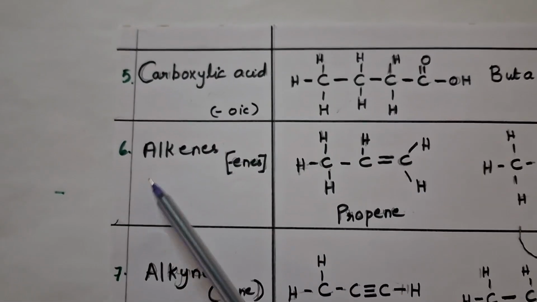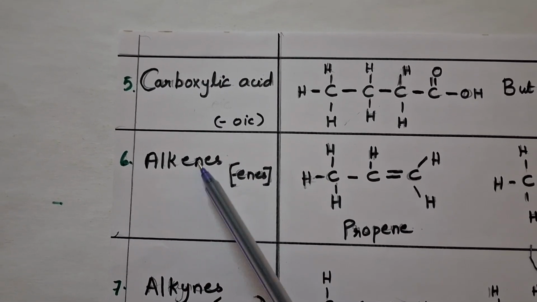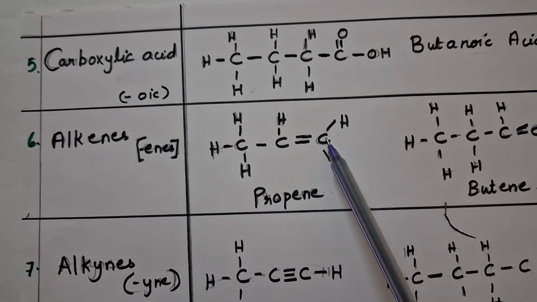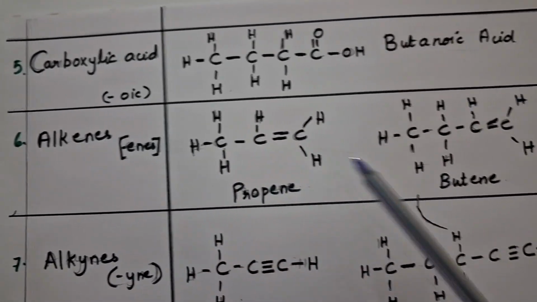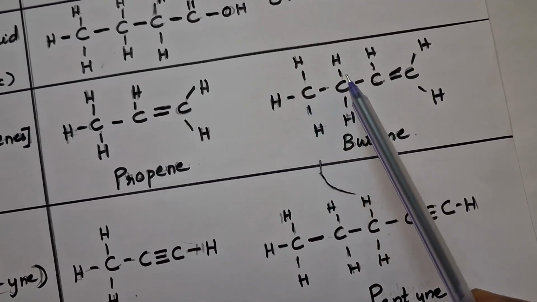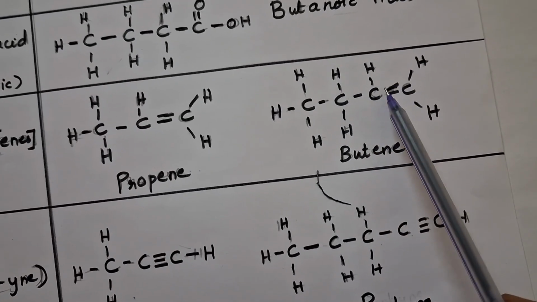The next one is alkenes. They have a double bond. Alkanes have single bonds, alkenes have a double bond. So you find meth, eth, prop. So propene, ENE. So it will be ENE. Suppose it is meth, eth, prop, but, so butene. The double bond is there.